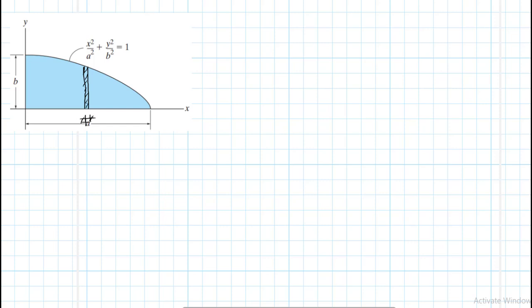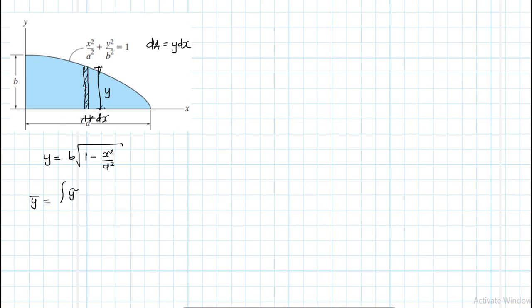This is our dx, right? This is the height, which changes, being governed by the function y. And we said our dA is equal to y dx, and the function itself of y is b times the square root of 1 minus x squared divided by a squared, right? Great. So therefore our y bar is equal to the integral of y cubed.